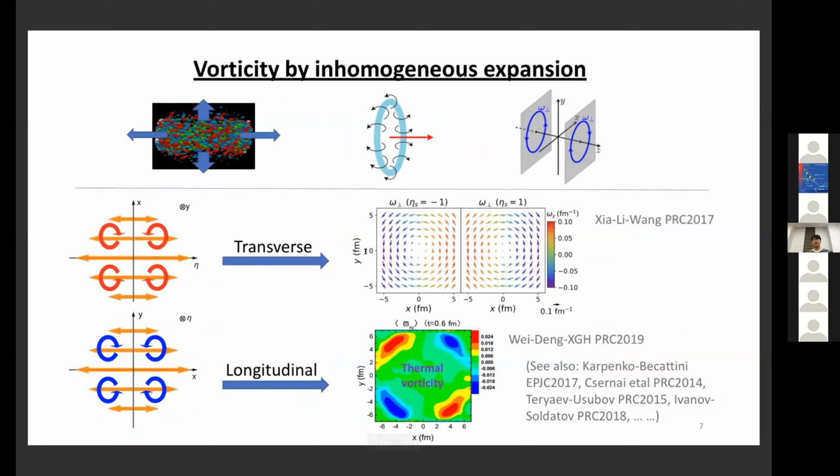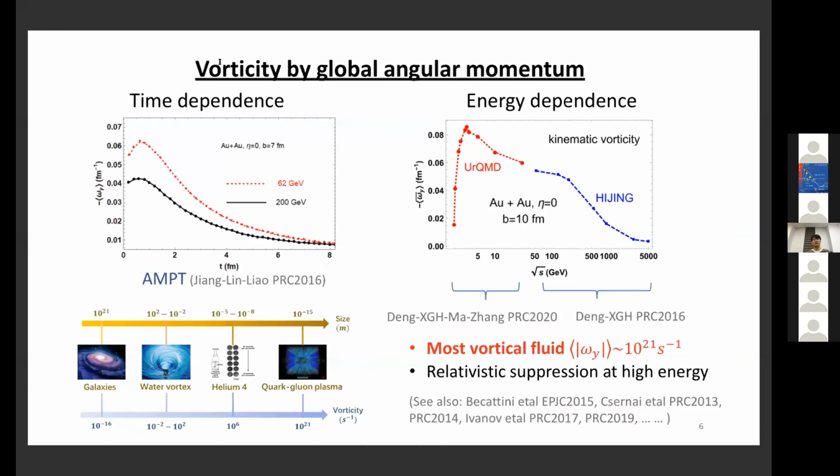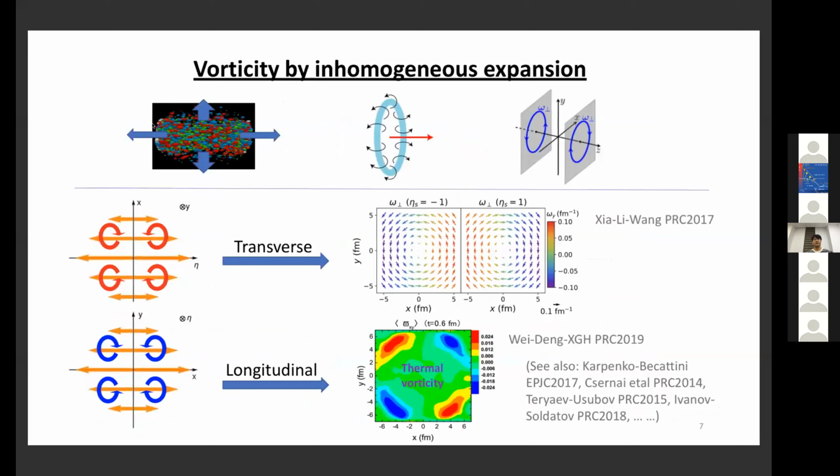For the vorticity, there is another very interesting source. In the above, what I talked about is the vorticity induced by global angular momentum. However, in the heavy collisions, after the collision, the fireball will expand, and it expands in an inhomogeneous way. In this case, this inhomogeneous expansion will also generate a type of vorticity.